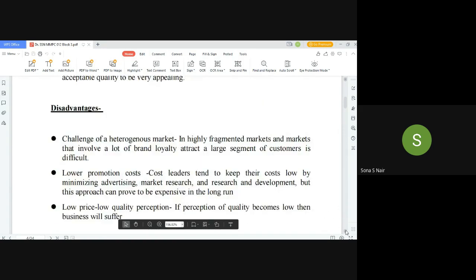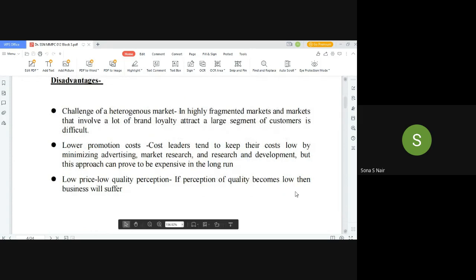There are some disadvantages also, like the challenge of a heterogeneous market. If the market is highly fragmented, that would mean there are different kinds of needs existing in the marketplace. In that case, the cost leader might not be successful. Why? Because they might not be able to generate that much sales, and if the sales are not there, profit is not there.